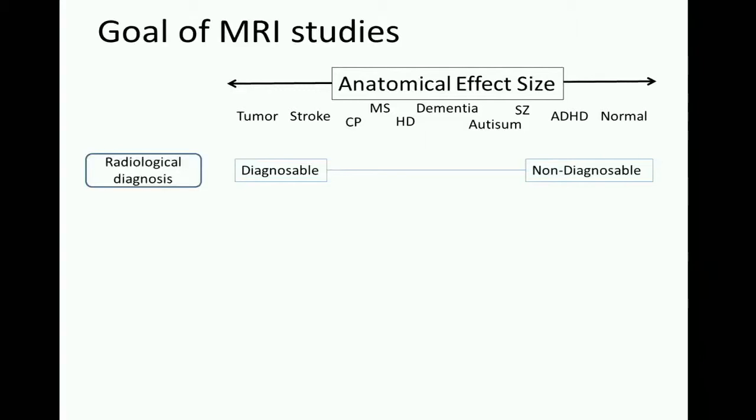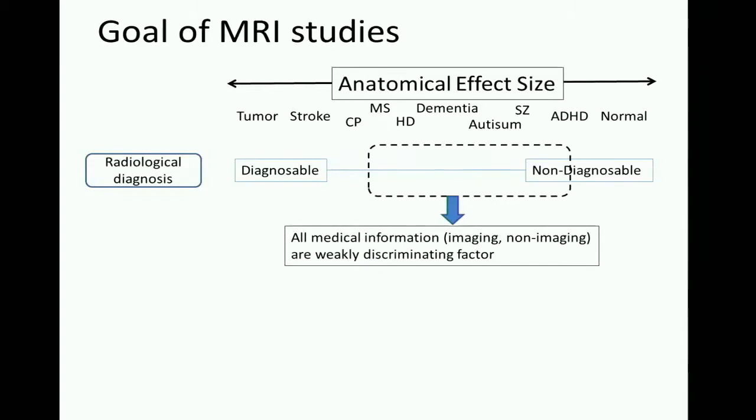And in the daily radiological practice, we deal with diseases with large effect size so that we can visually see. To the right, psychiatric or developmental delay, in many cases, MRI is not justified so that we don't even have clinical MRI sometimes. And I believe what we are dealing with is this gray zone, like dementia. In many patients, we can visually see brain atrophy.